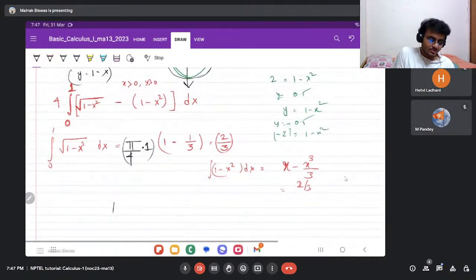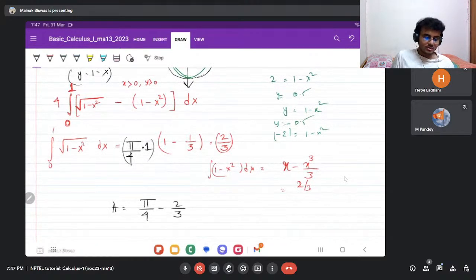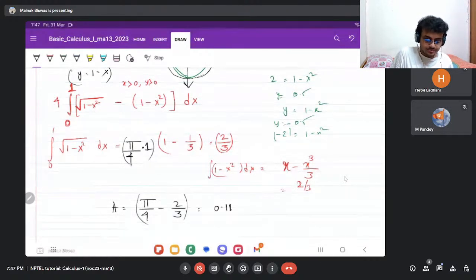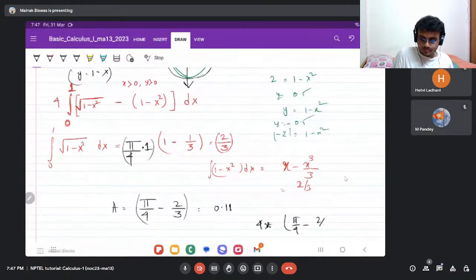So the area is pi by 4 minus 2 by 3. Just see if it is greater than 0, and then we can think about whether our assumption is first of all correct. Let me see pi divided by 4 minus 2 by 3. This is 0.11. Is this the answer? The answer is 4 into this. Is 1 by 4. Agreed?